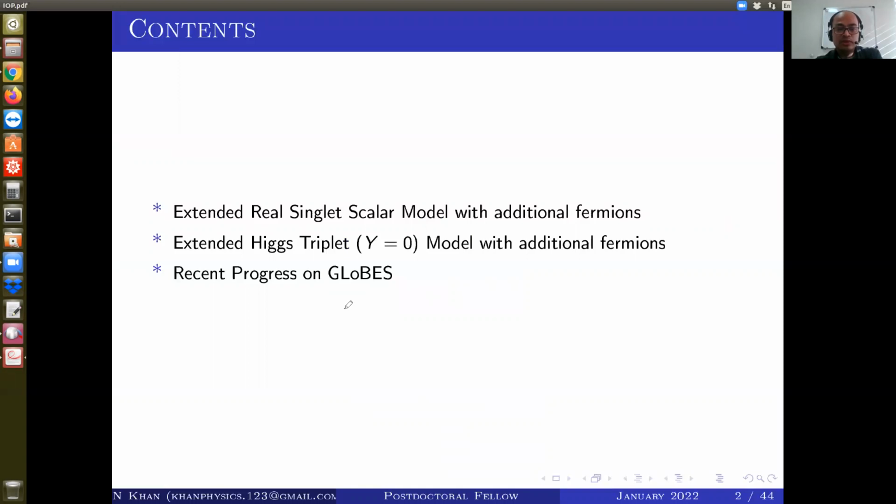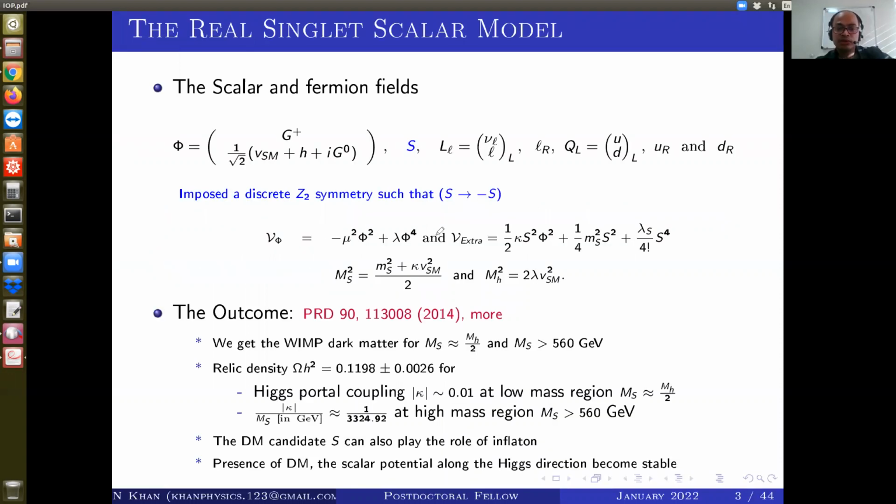Let me go to the extension of the real singlet scalar. Before that, let me tell you what the singlet scalar model is and what we exactly get in our study. If you add a singlet scalar to the standard model, and we impose a Z2 symmetry, then the singlet scalar behaves like dark matter and does not decay to any standard model fermion. This Z2 symmetry helps to get this property, so we can get S as a dark matter candidate.